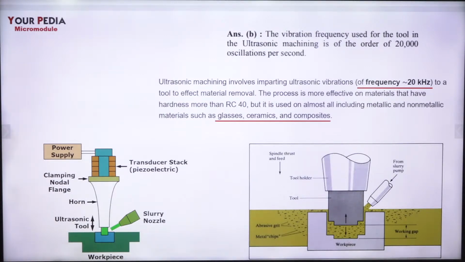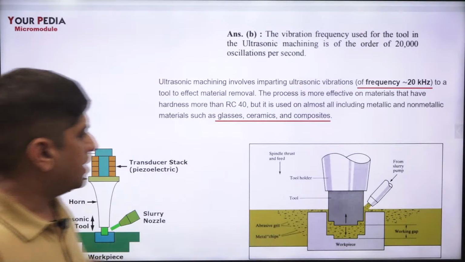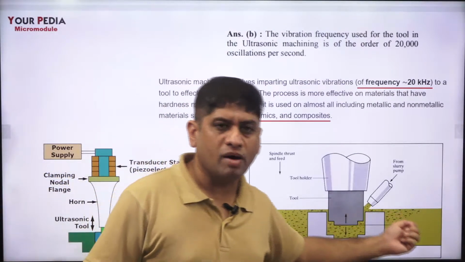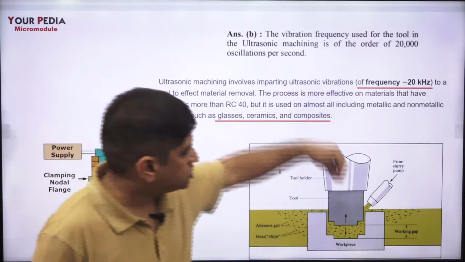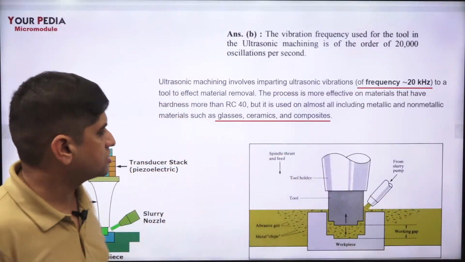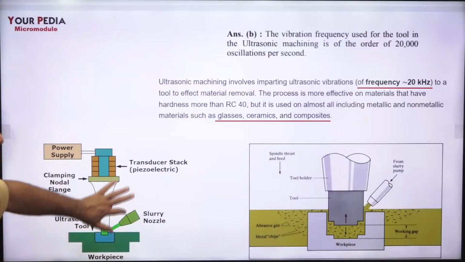So piezoelectric material is used, and the ultrasonic tool is attached. The horn will basically enhance the amplitude, and slurry will be supplied from the pump separately. That is how it is done. And a similar shape of the tool is obtained on the workpiece. This is the information you should know.